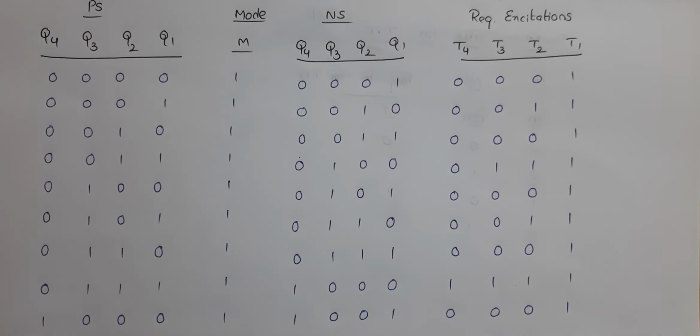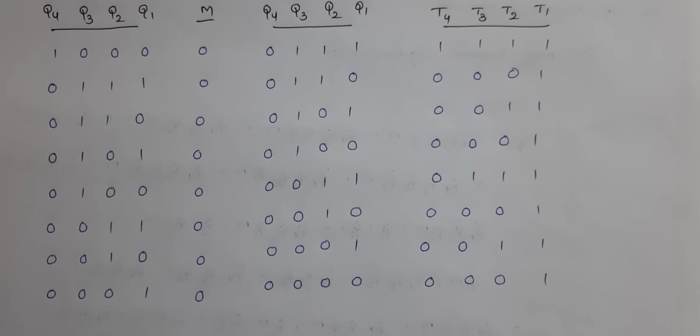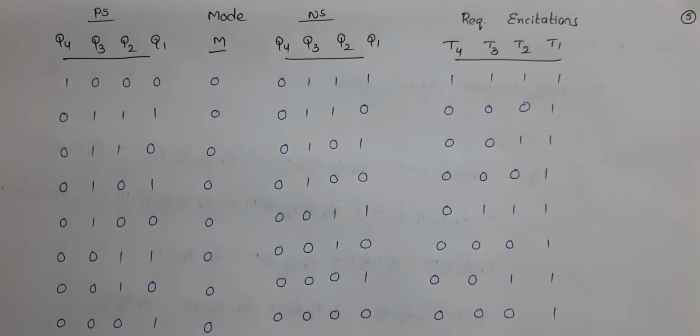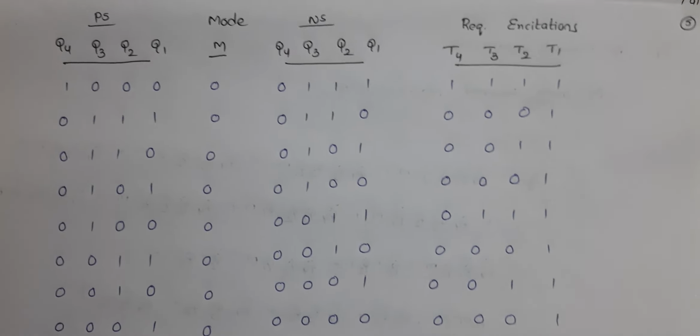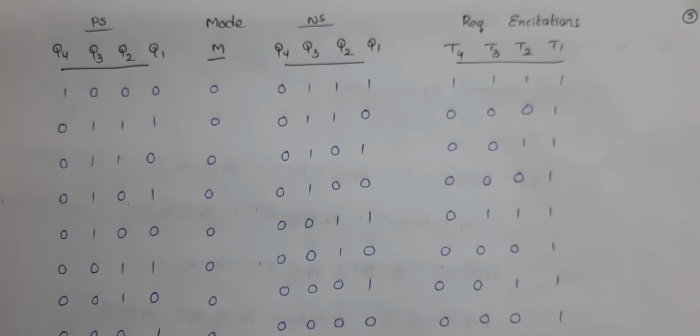Okay, and this is the excitation table for modulo 10 up down counter sequences. Okay, and next, step 4. What is step 4? Step 4 is nothing but obtain the minimal expressions for variables T4, T3, T2, T1.